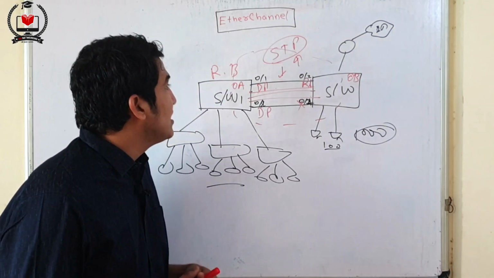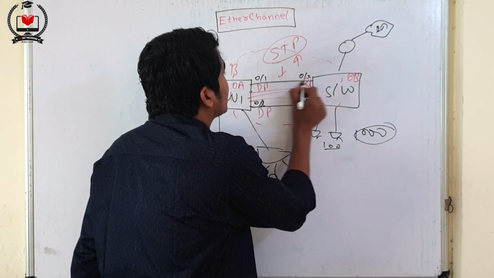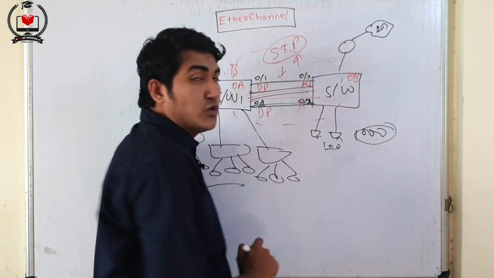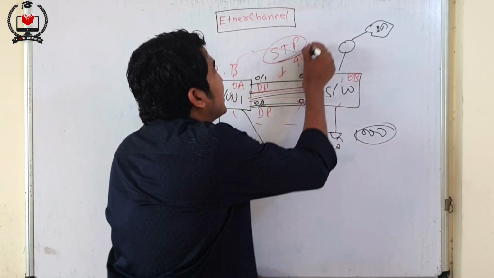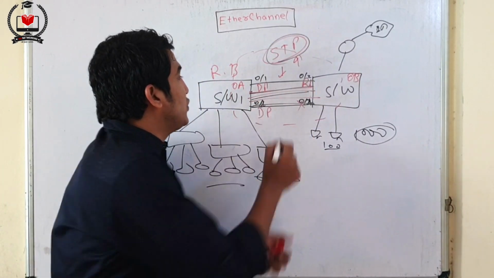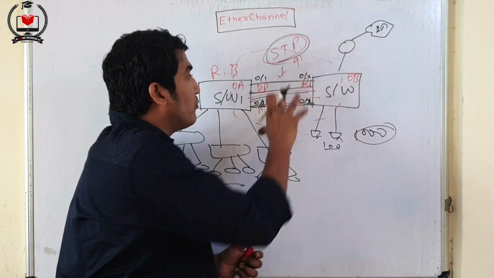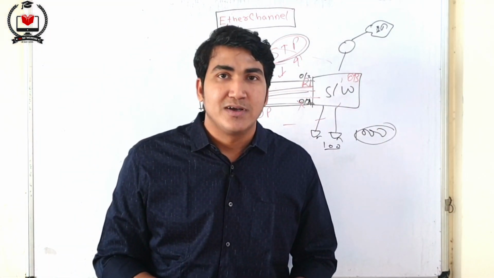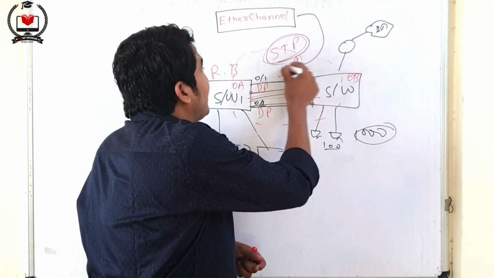Now my requirement is I want to use multiple link between switch 1 and switch 2, right? I want to use STP as well to avoid loop, and I want to use all link together, right, to get more bandwidth between switch 1 and switch 2. So now EtherChannel will come in role.